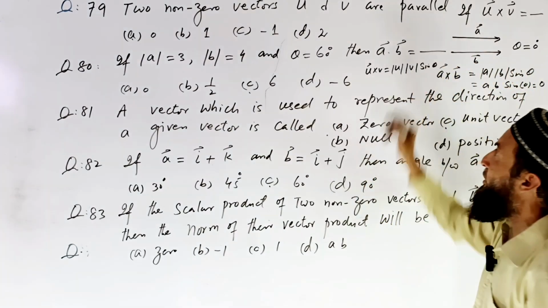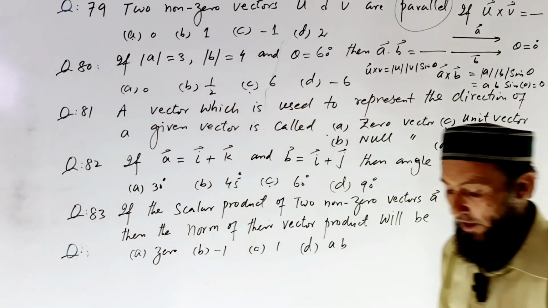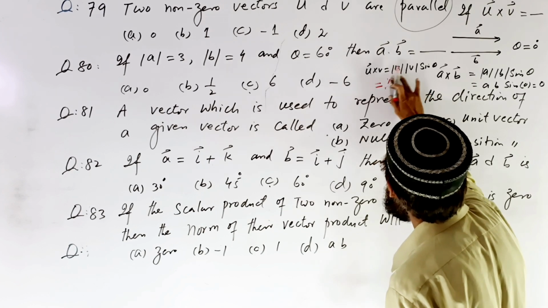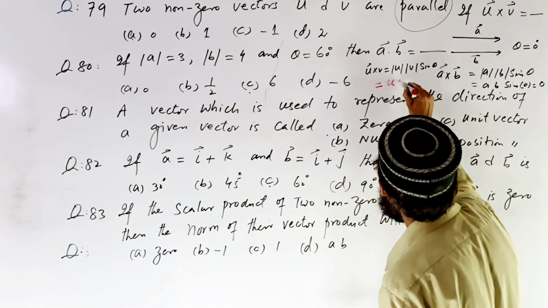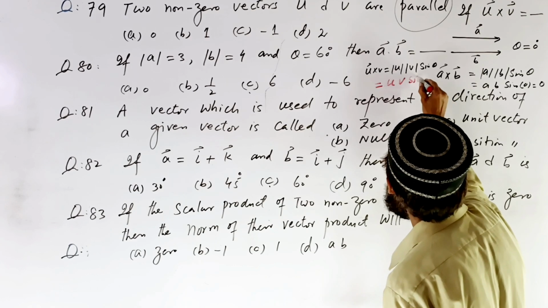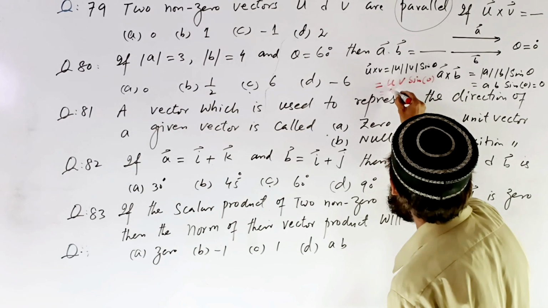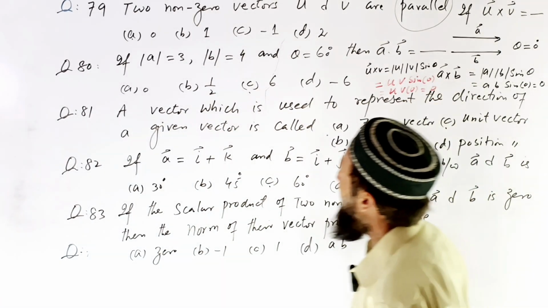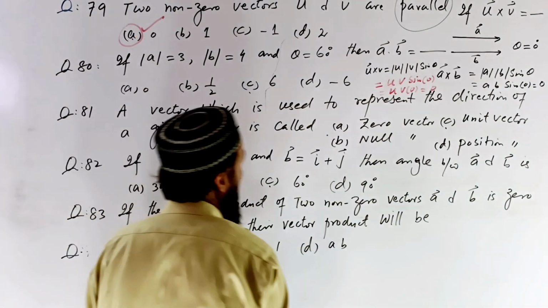Theta is the angle between two vectors. Because they are parallel, parallel means the angle between the two vectors is 0. U magnitude, V magnitude, sine 0, so it is equal to 0. So the result is 0, and here the correct option is A.